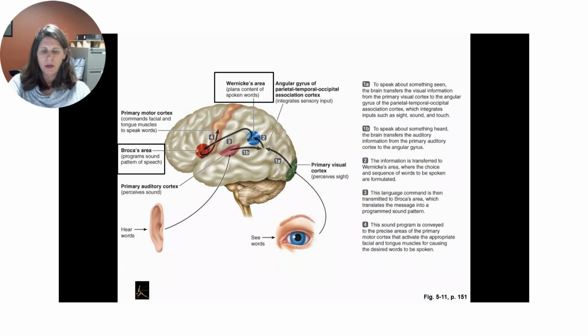So remember that language. Oh, I wanted to say this slide is actually found in the PowerPoint slide, and it's also found in your book. You can see the page number there.